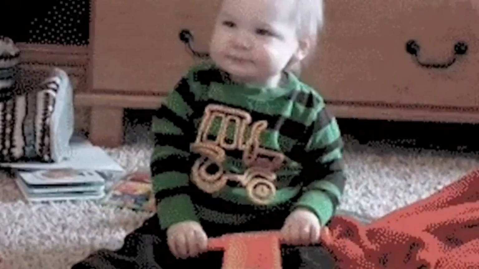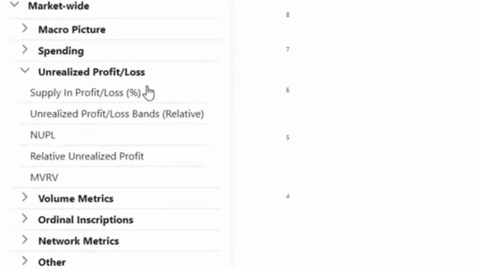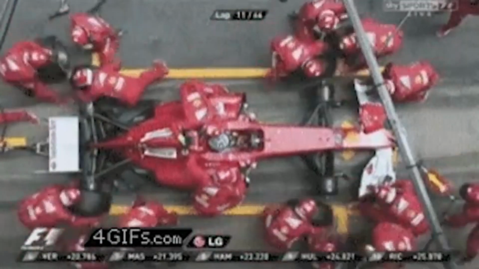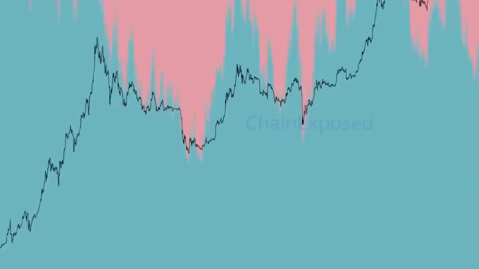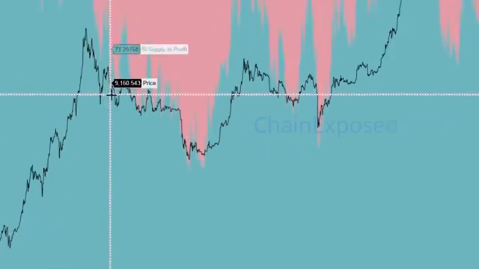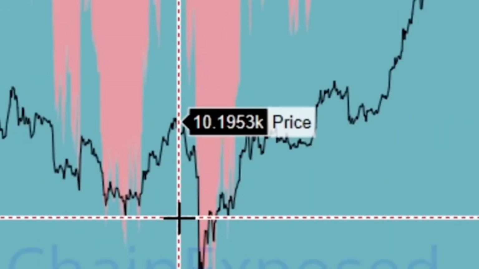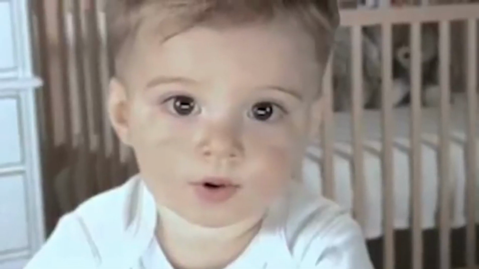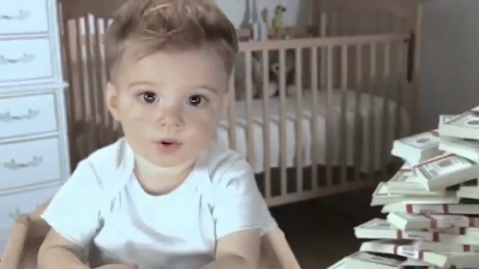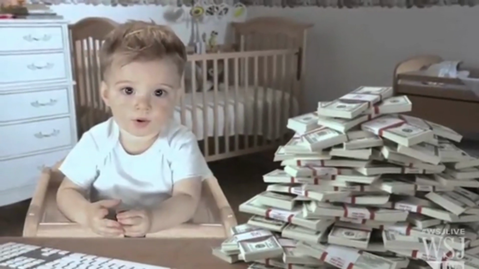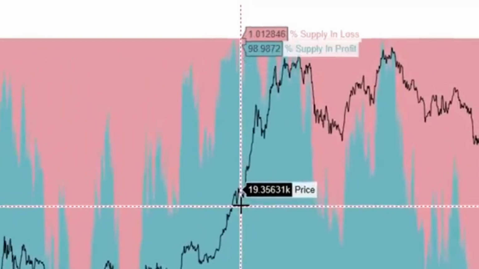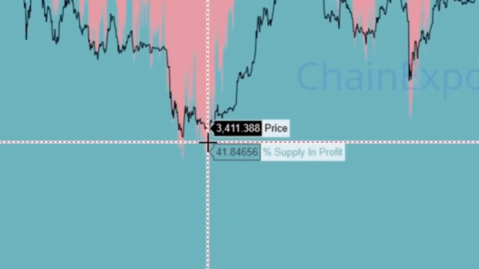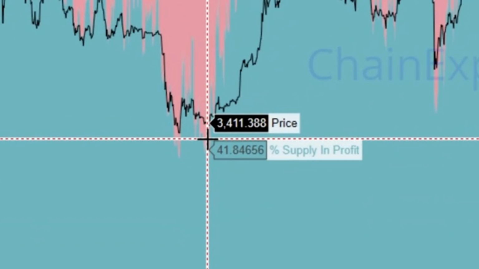Step 2. This next tool is also one of my favorites. It's called the supply in profit and loss. Now, this tool is kind of like the first one, but it's a little more precise when it comes to describing the data. If you look closely, when I move my cursor through this chart, some numbers will pop up. It will show you the price of Bitcoin, but also show you how much of the current supply is in profit. Now, if you know absolutely anything about trading, you should already know this data is an absolute gem. We can see in real time the percentage of the market that is currently trading for a profit. So here, only 41% of traders were trading for a profit.